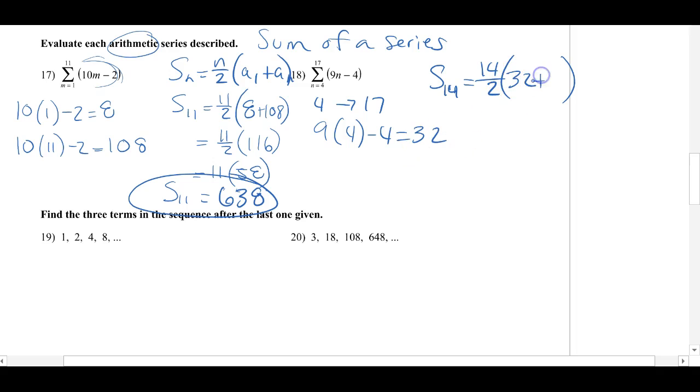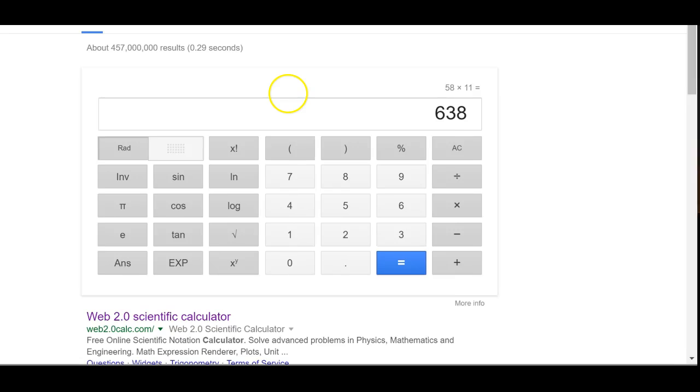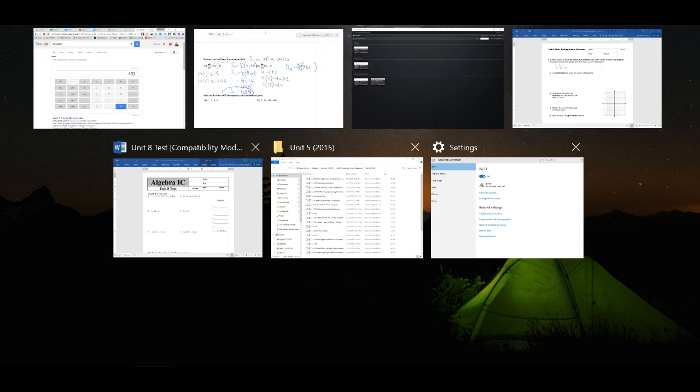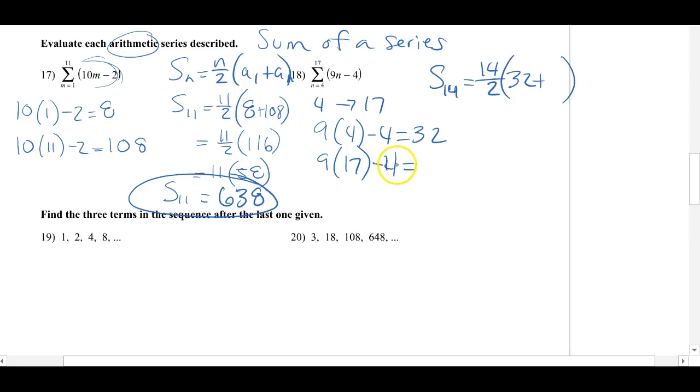32 plus, and then we need the last term, the an. And so what we do is we take that 17 that's on the top, and that will be our last term that we plug in. So plug in 17 minus 4. And let's go ahead and do that in the calculator. So 9 times 17. But then it's also minus 4. So 153 minus this 4 would be 149. So 149. Okay. And let's simplify that a little bit.